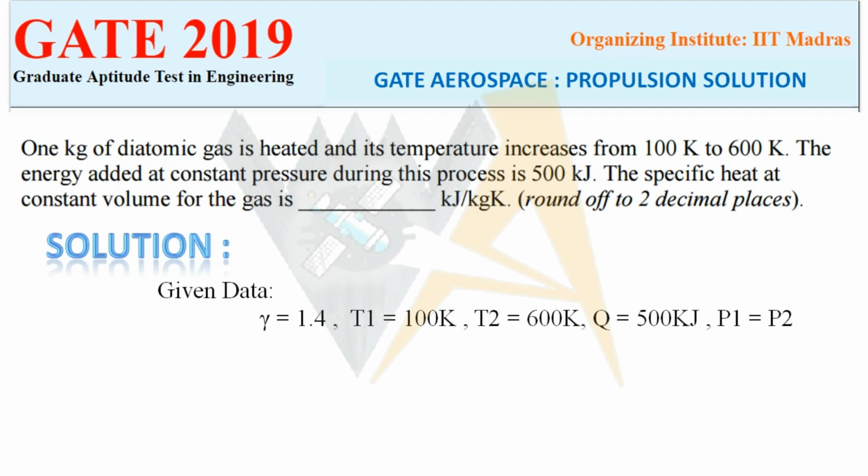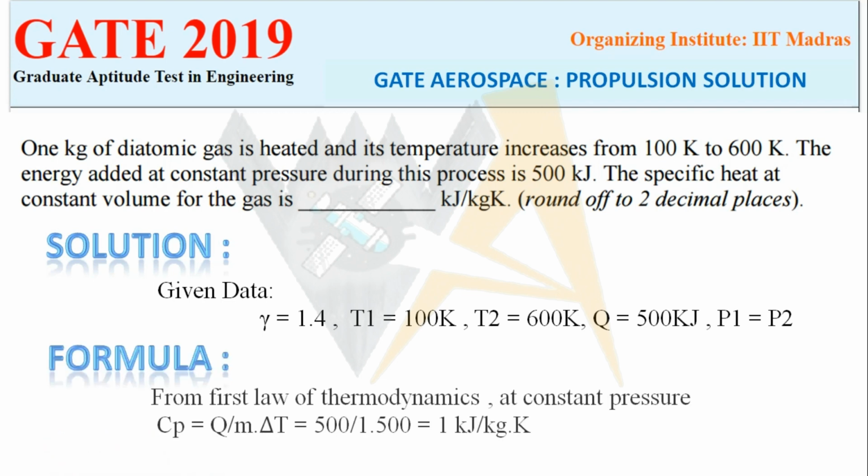As per the given data, gamma is 1.4, T1 is 100 Kelvin and T2 is 600 Kelvin, and Q is given as 500 kilojoule. Here, when we consider constant pressure, we can take P1 equals P2. Now as per the first law of thermodynamics, at constant pressure we get the formula Cp equals Q by m dot of delta T, where delta T is the change in temperature between these two states. When we substitute those values, we get a Cp value of 1 kilojoule per kg Kelvin.